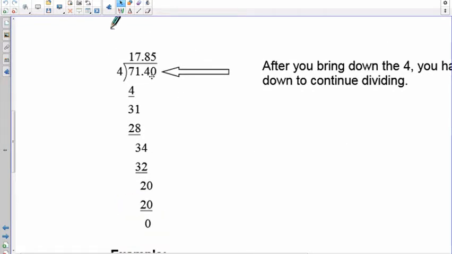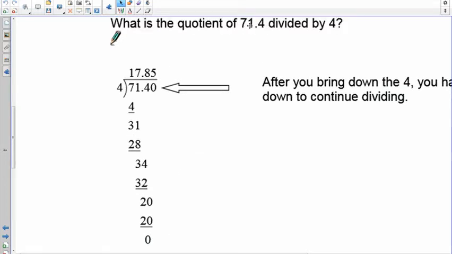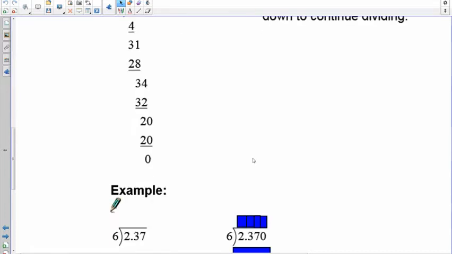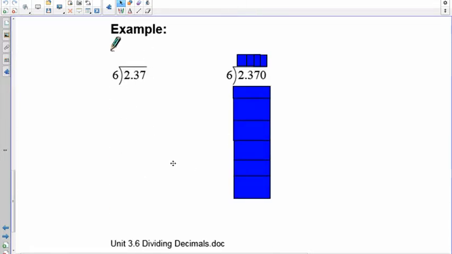So you can see here, we added the 0 here to the end to make sure we could continue the division, because up here you notice there was no 0 to begin with. You added the 0 to continue the dividing until we can get to 0 here at the final end. All right? Let's take a look at another one.